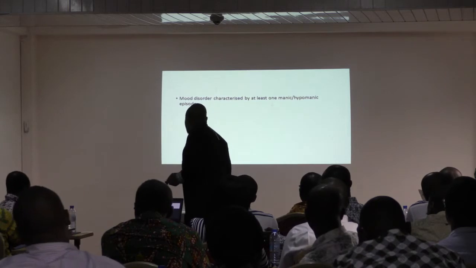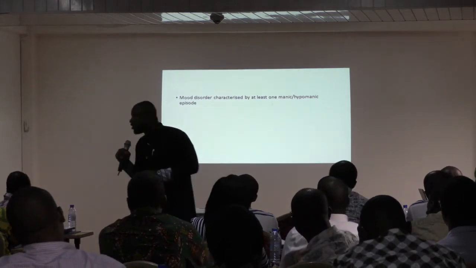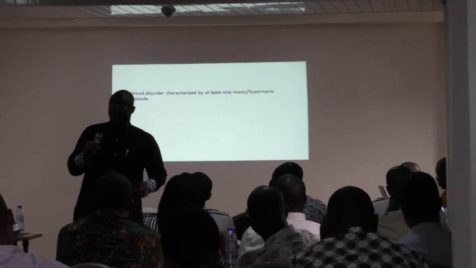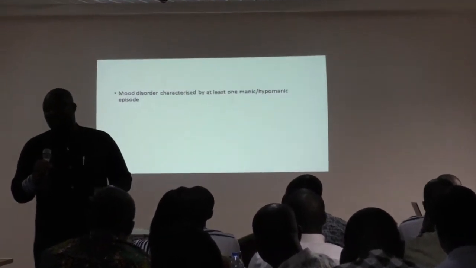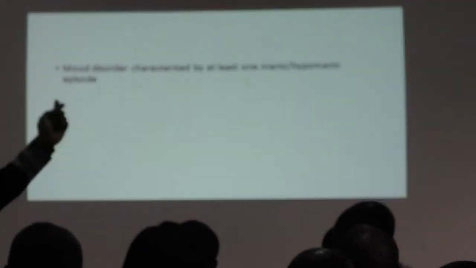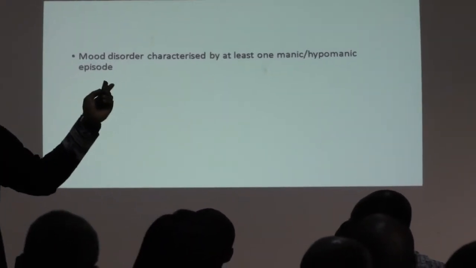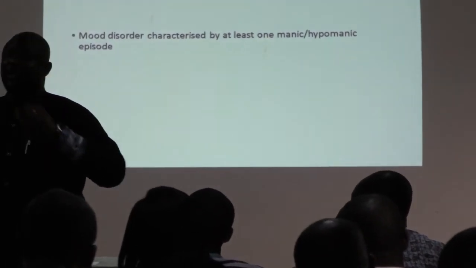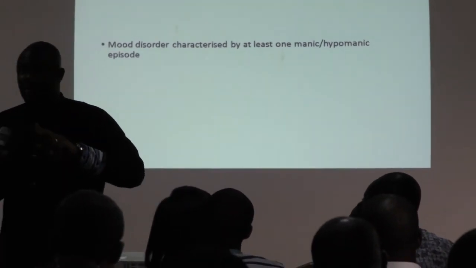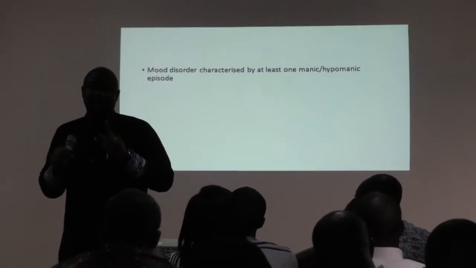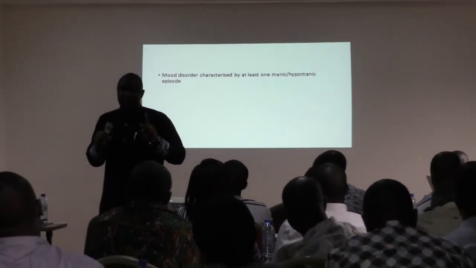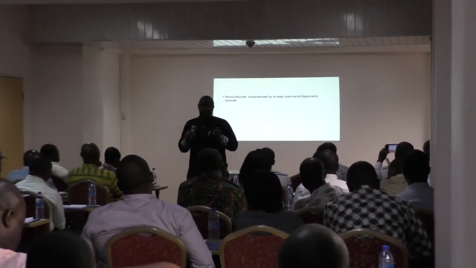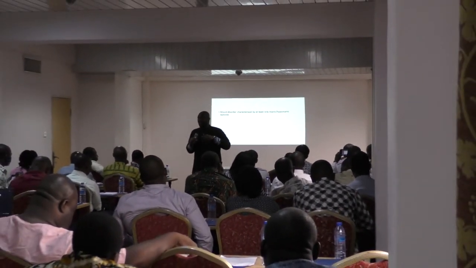So bipolar affective disorder is simply a mood disorder characterized by at least one manic or hypomanic episode. Okay? So the current diagnostic criteria, this one I'm actually going to use from ICD-11 because I know it's very clear, requires you to have at least two mood episodes, at least one of which is a manic or hypomanic episode. I hope that's clear. You have two episodes. One is a manic episode or a hypomanic episode.